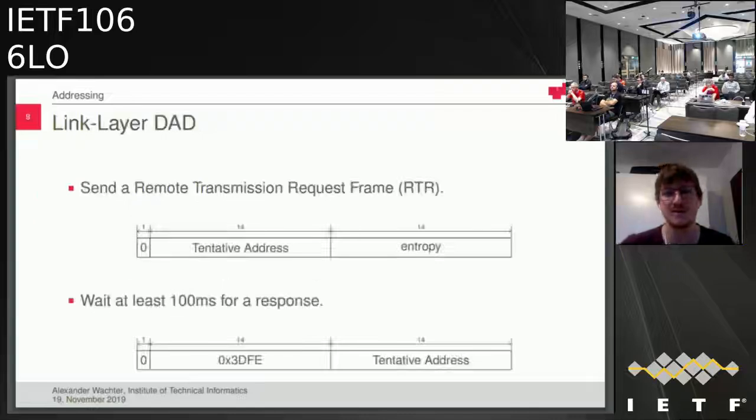To guarantee the uniqueness of the node address, we introduced the link layer duplicate address detection, which takes a special kind of CAN frame. The CAN frame has an RTR bit, which means remote transmission request. Such a remote transmission request is sent out with the tentative address we want as the destination address and some entropy in the source. Then we wait at least 100 milliseconds for a response on the special address we can see here. The special address is the DAD address. If the source address is the tentative address and we get a message, we know that this address is already used. If we don't get a message, we can guarantee that it's unique on the bus.